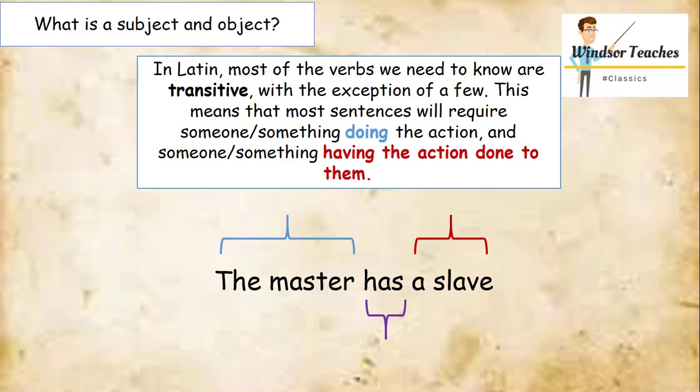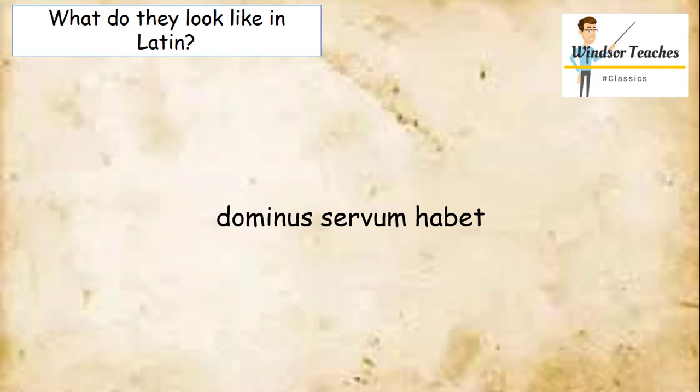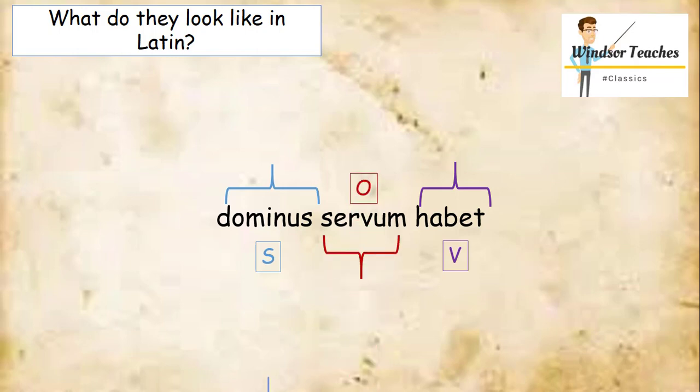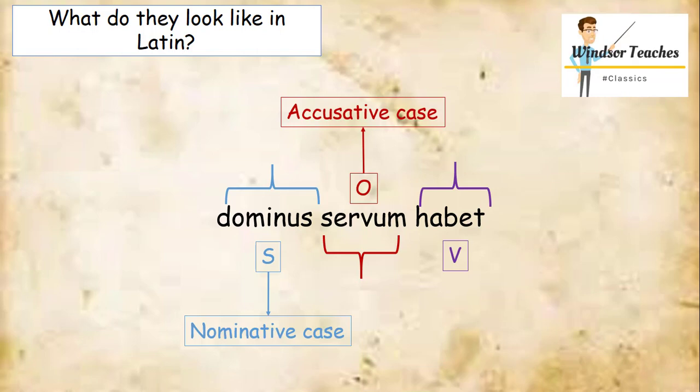So in linguistic terms, in Latin, the master would be in the nominative case and the slave in the accusative case. So let's now see what this looks like in Latin. The master has the slave in Latin would be Dominus servum habet. So the dominus would be the subject of that sentence. Habet would be the verb of that sentence. And servum would be the object of that sentence. That means that in Latin, dominus would be in the nominative case, servum would be in the accusative case.